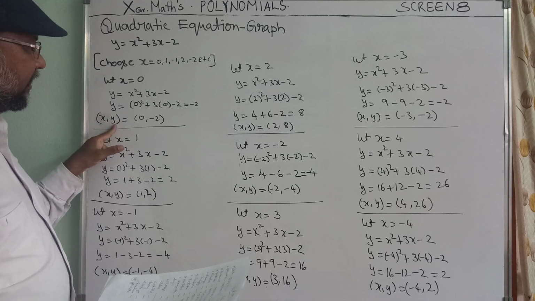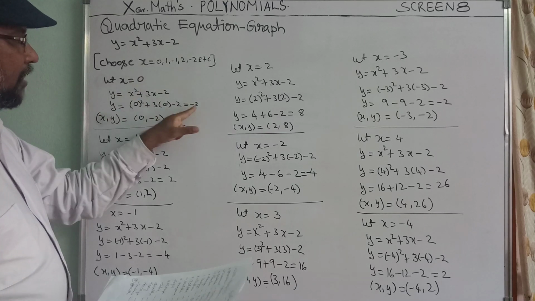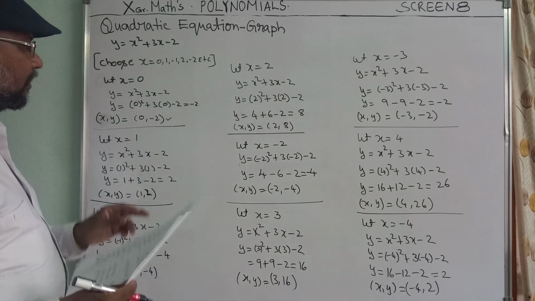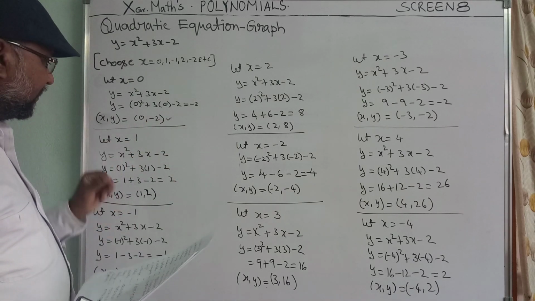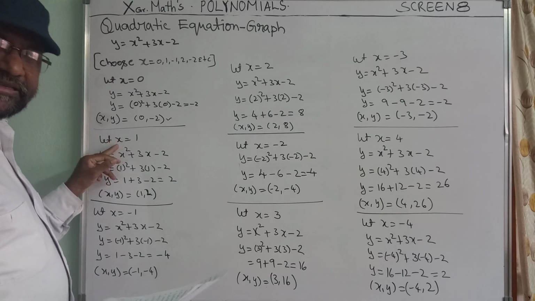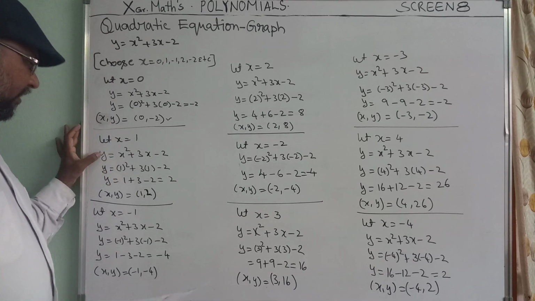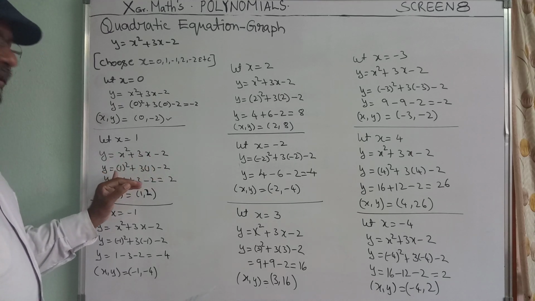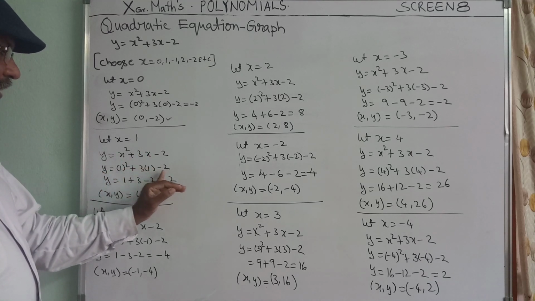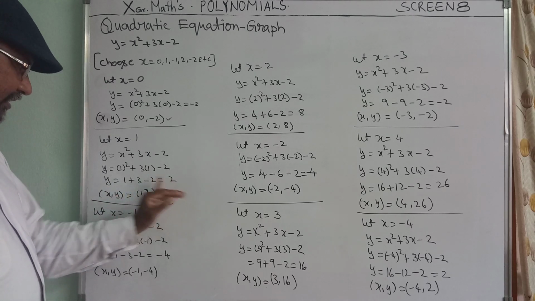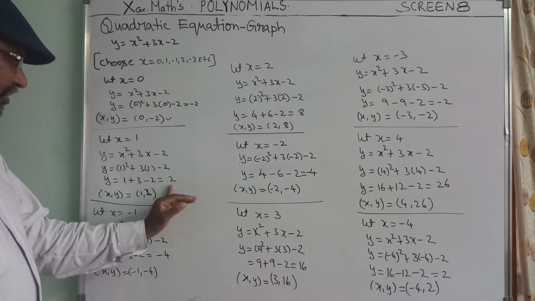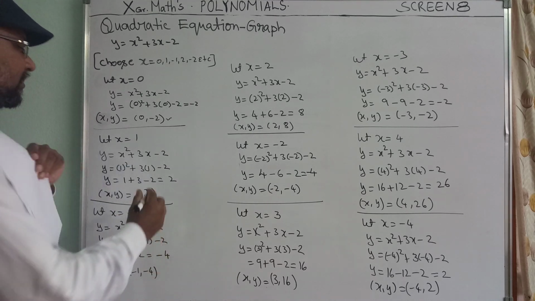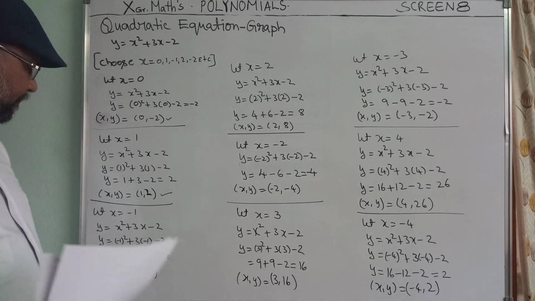So x comma y is 0 comma minus 2. This is one coordinate point. In the same way, choose x is equal to 1. y equal to x square plus 3x minus 2, y is equal to 1 square plus 3 into 1 minus 2. Therefore, after all the addition, you will get 2. Therefore, x comma y is equal to 1 comma 2. This is the second coordinate point.